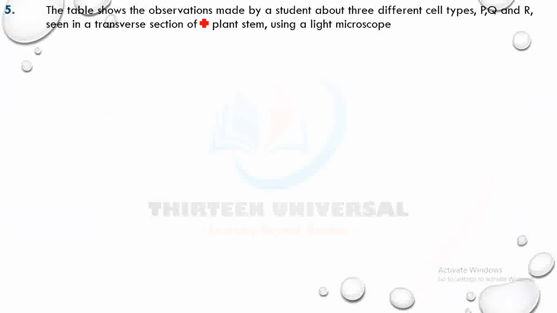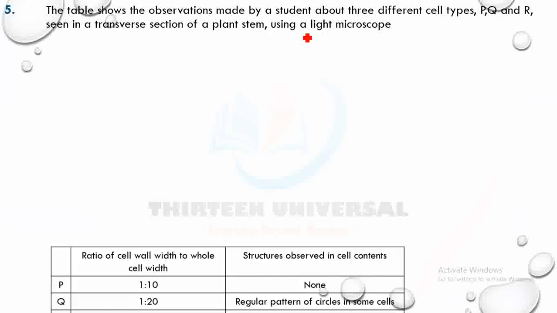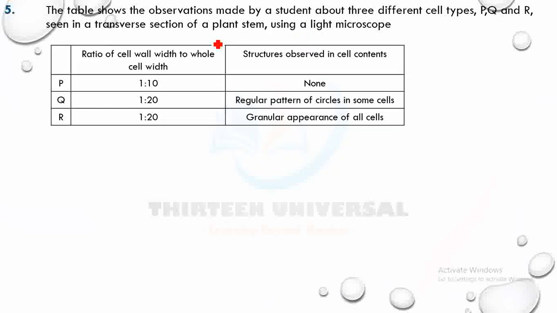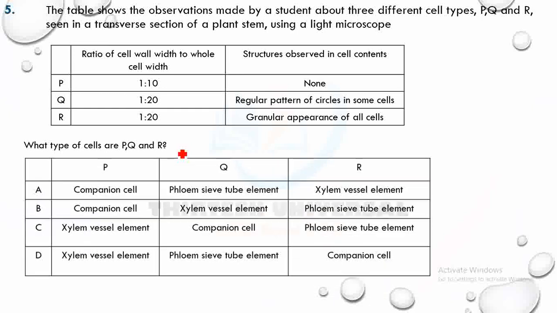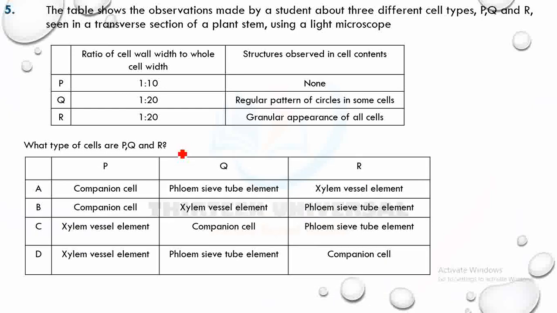The table shows the observations made by a student about three different cell types, P, Q, and R, in a transverse section of a plant stem using a light microscope. Let's see. I'd like you to pause the video. It says, what type of cells are P, Q, and R? So pause the video and tell us what you got. Don't forget that we have P here. P's wall thickness is not much, and no structures are observed in the cell content.